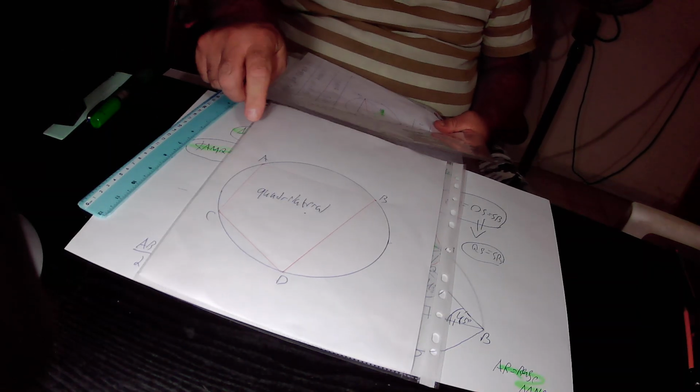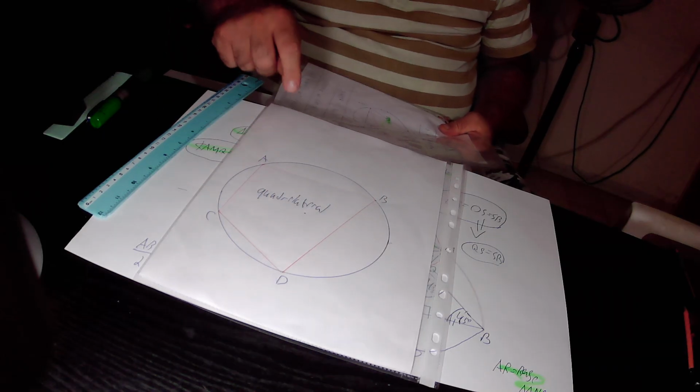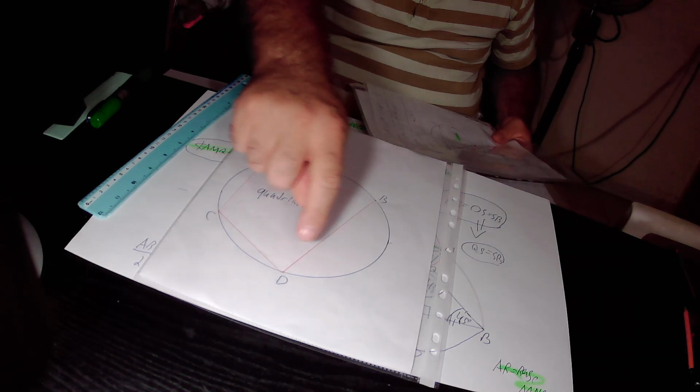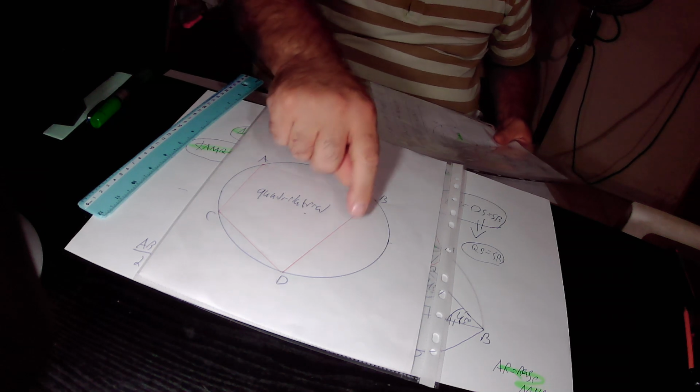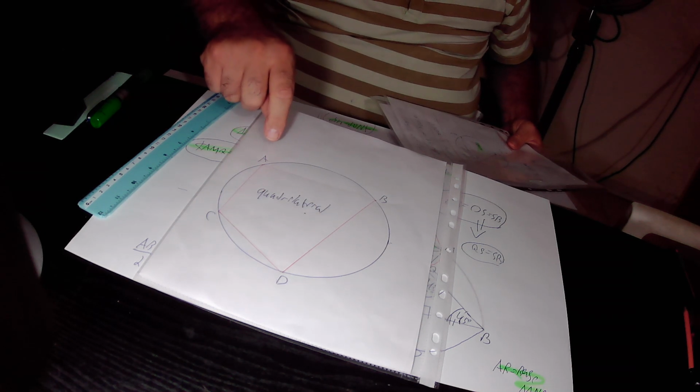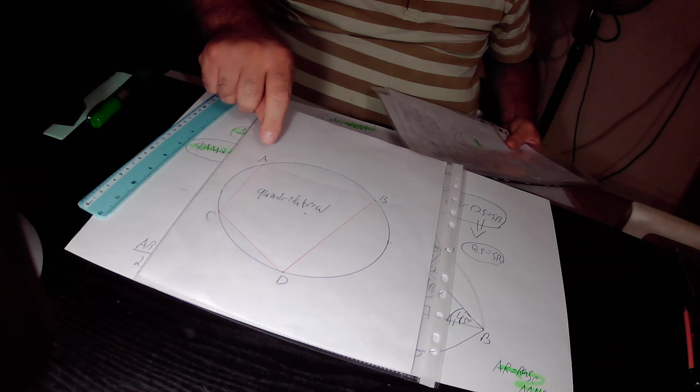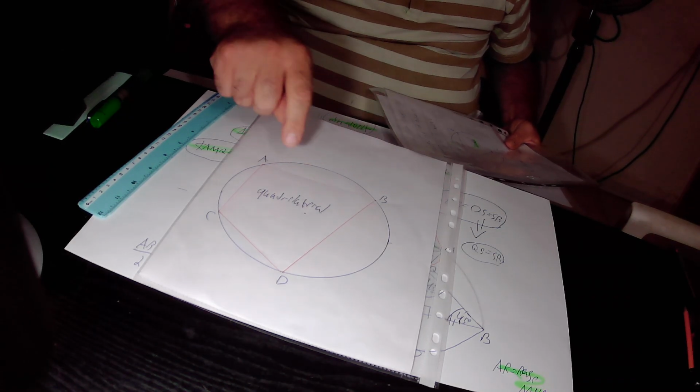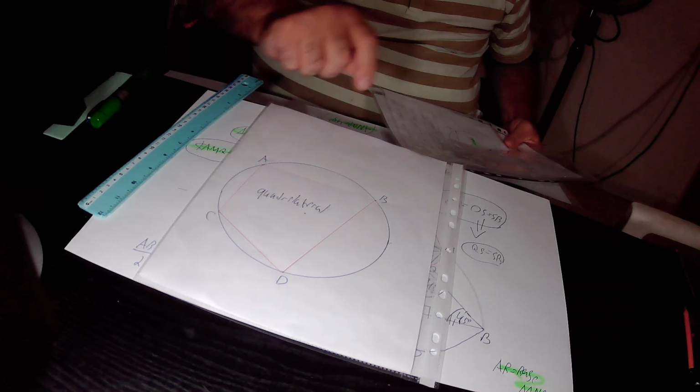This is quadrilateral ABCD. Quadrilateral ABCD is inscribed by this circle. Why is quadrilateral ABCD inscribed by this circle? Because all four vertices of quadrilateral ABCD lie on the circle.